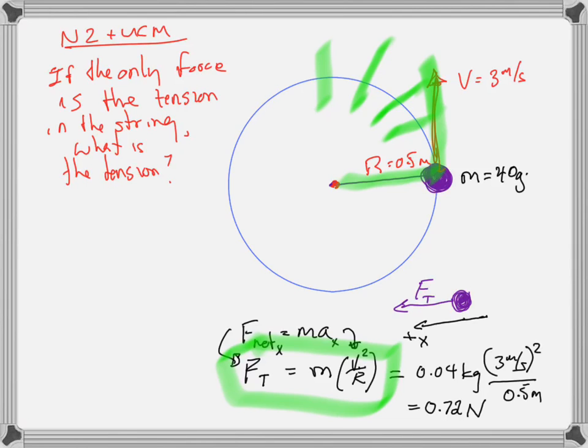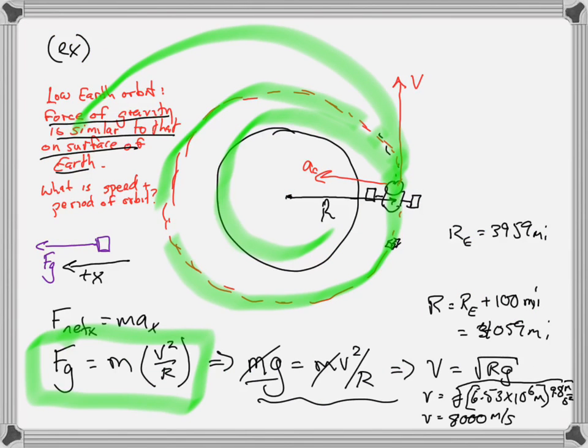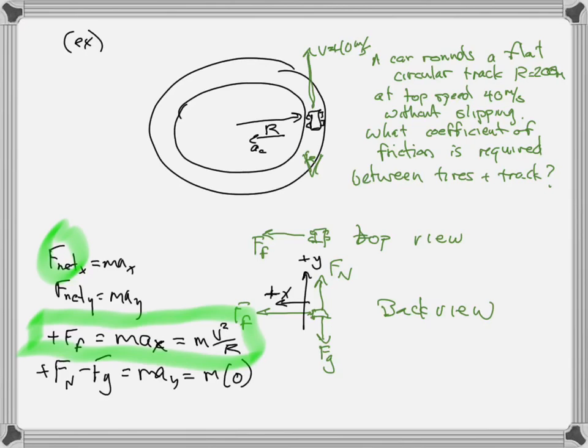In this case, it was a tension. In this case, it was gravity. In this case, it's friction. You've just got to figure out what the force is that's keeping you in the circle. And that force is called the centripetal force. It's not an additional force in our list of forces. It's just the name of the force that's keeping you in a circle. So we'll come back to this.